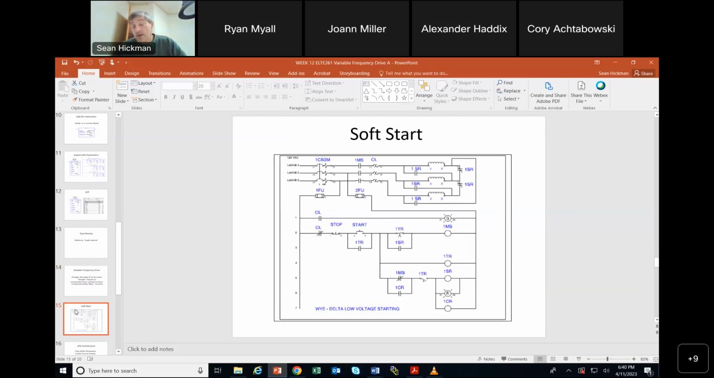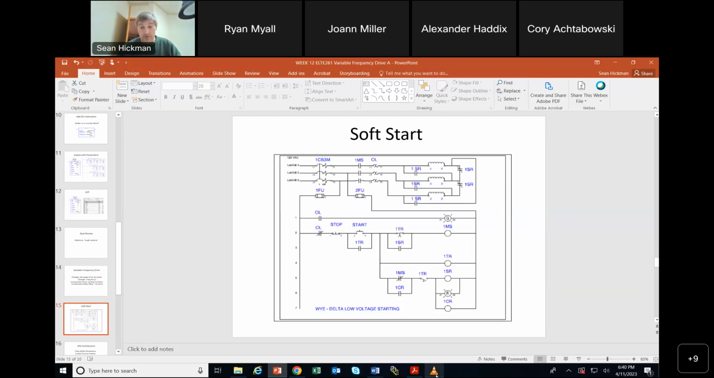So who has had 232 already and already did some talk about variable frequency drives? Matt did. Anybody else had 232? Okay, Matt, yeah. So you've already done some VFDs, and you've done some soft starting already. Here's a soft starting lab.